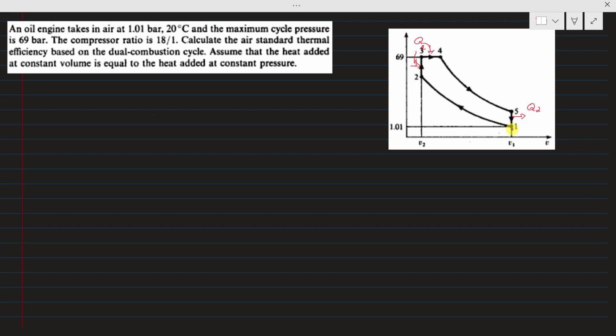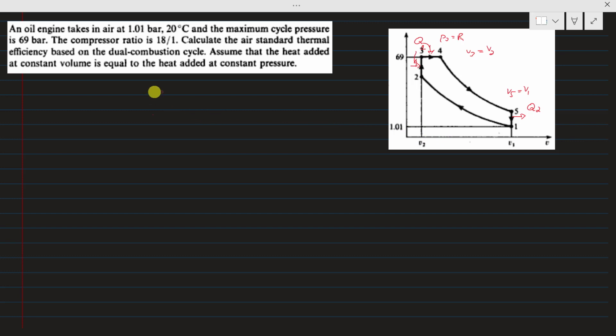So the volume at V4 is equal to V1, and the volume at V3 is equal to V2, because that is a constant volume process. That's why the volume at points 2 and 3 is the same, and likewise the volumes at points 5 and 1. And the maximum pressure, P3 and P4, is also the same, that is given here, 69 bar, and the minimum pressure is 1.01 bar.